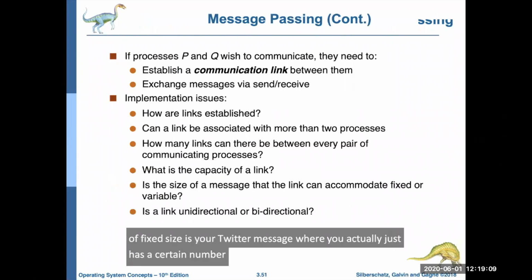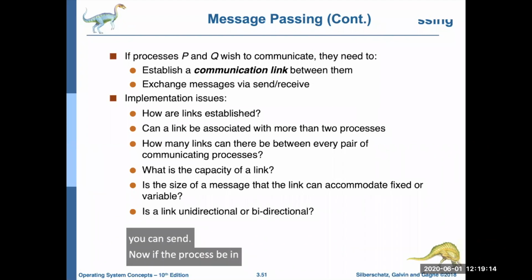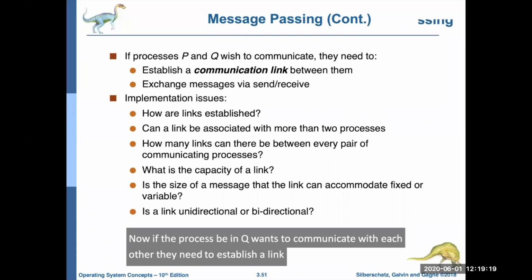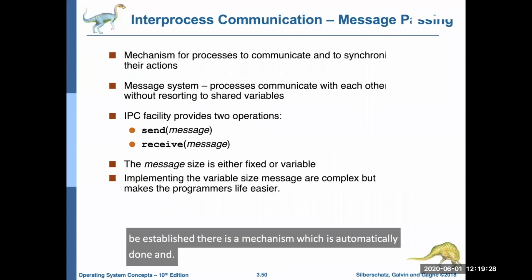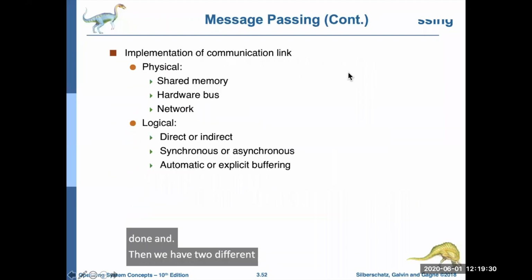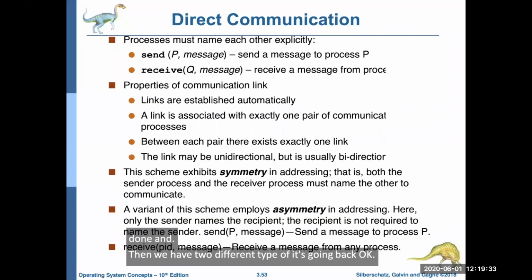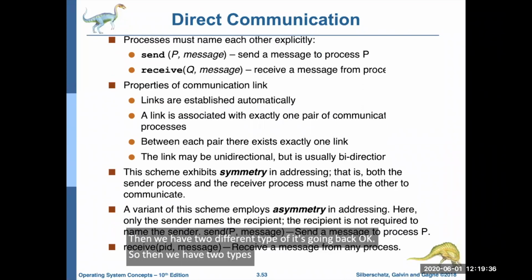Now, if the processes P and Q want to communicate with each other, they need to establish a link, and for the link to be established, there is a mechanism which is automatically done. Then we have two types of communication. One is called direct communication, and another is called indirect communication.